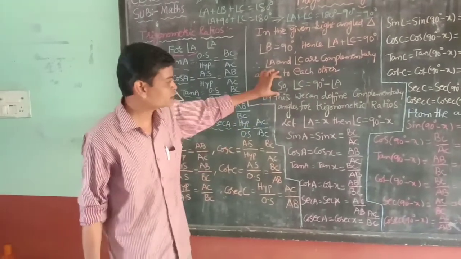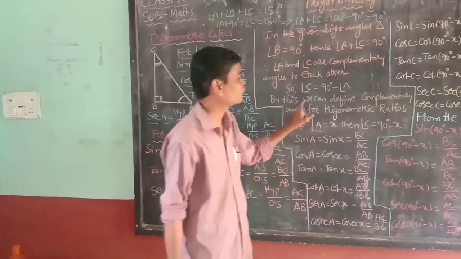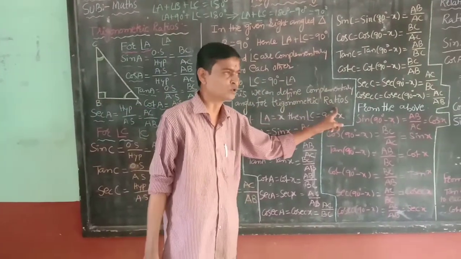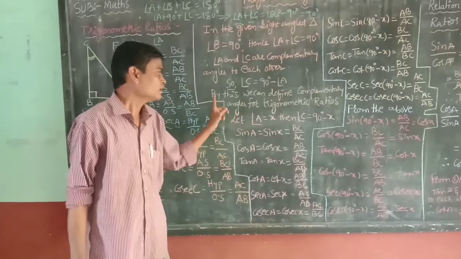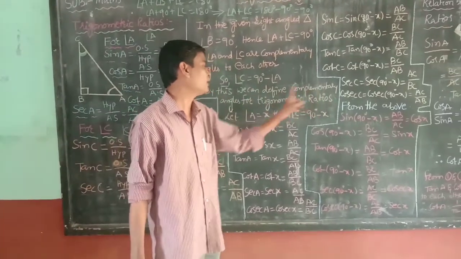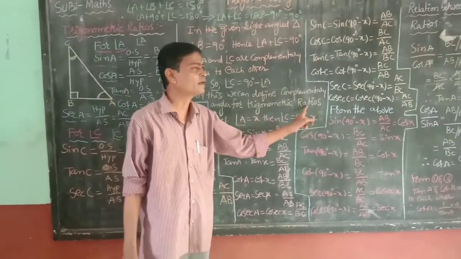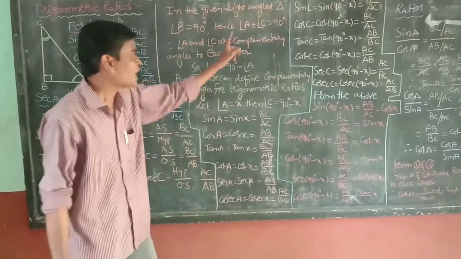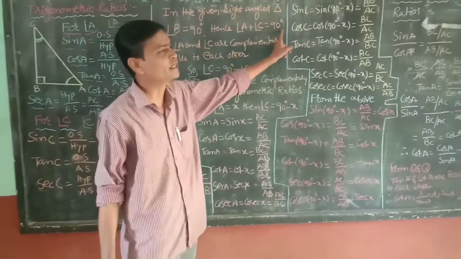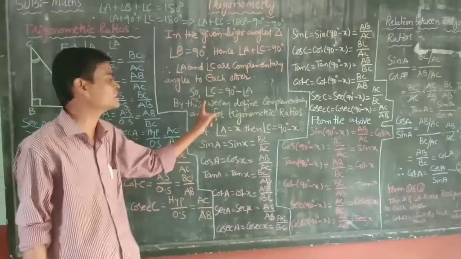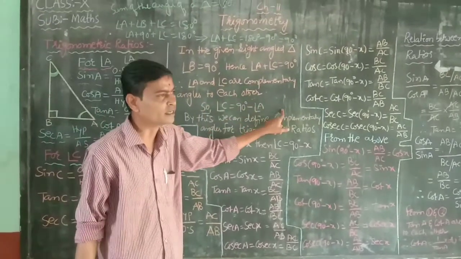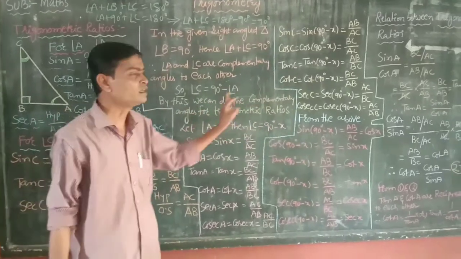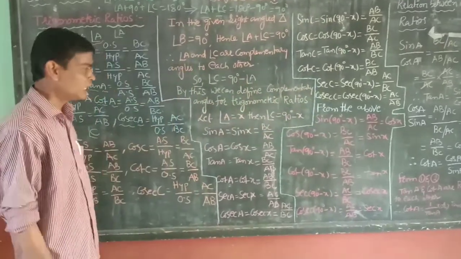Now, by this condition, we can define complementary angles for the trigonometric ratios. Why am I taking complementary angles for trigonometric ratios? Because angle A plus angle C is equal to 90 degrees, and with this we are finding angle C as 90 degrees minus A. That's why we can define the complementary angles for the trigonometric ratios.